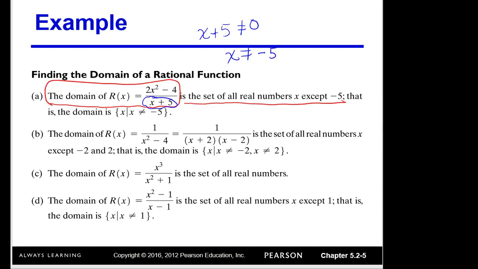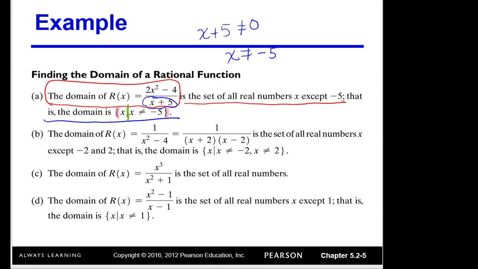And then they put that down here in set builder notation. The domain is the set of all x. The braces mean the set of all x. And then this line right here, which I'm highlighting in green, means such that x cannot equal -5. x can be any other number in the world but -5.